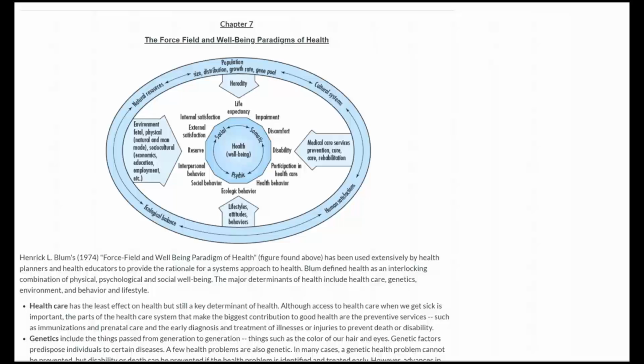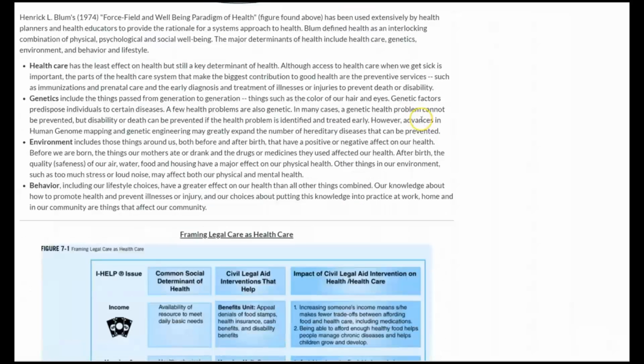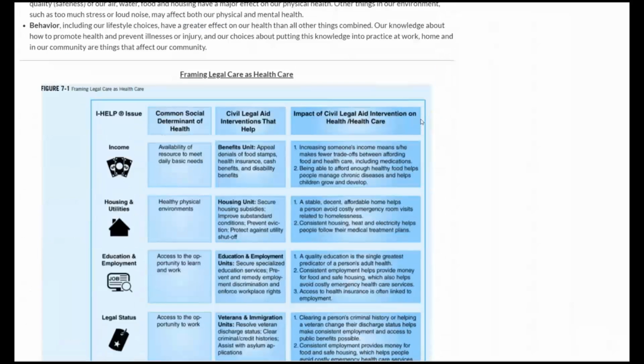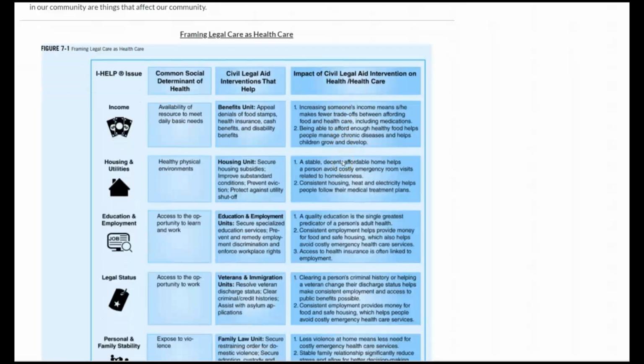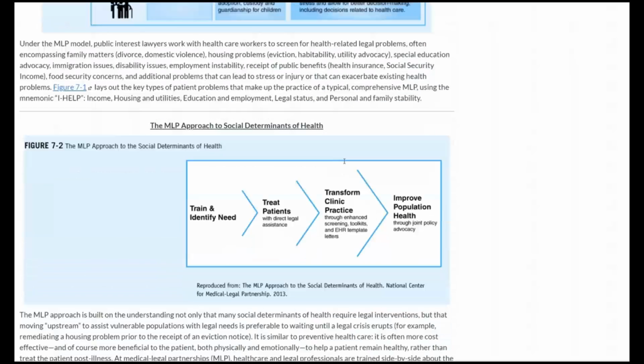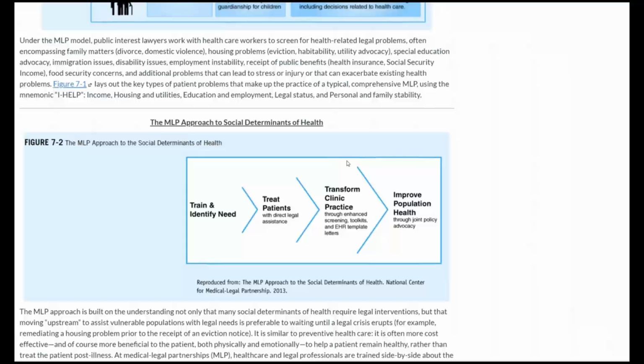All right, so I know I kind of went off on a tangent there a little bit, but really quick, I know this video is getting a little too long. Here we have our framing legal care as health care. Make sure to read about it. It is in our textbook. And this is following the MLP model or approach. And here's the MLP approach to social determinants of health.